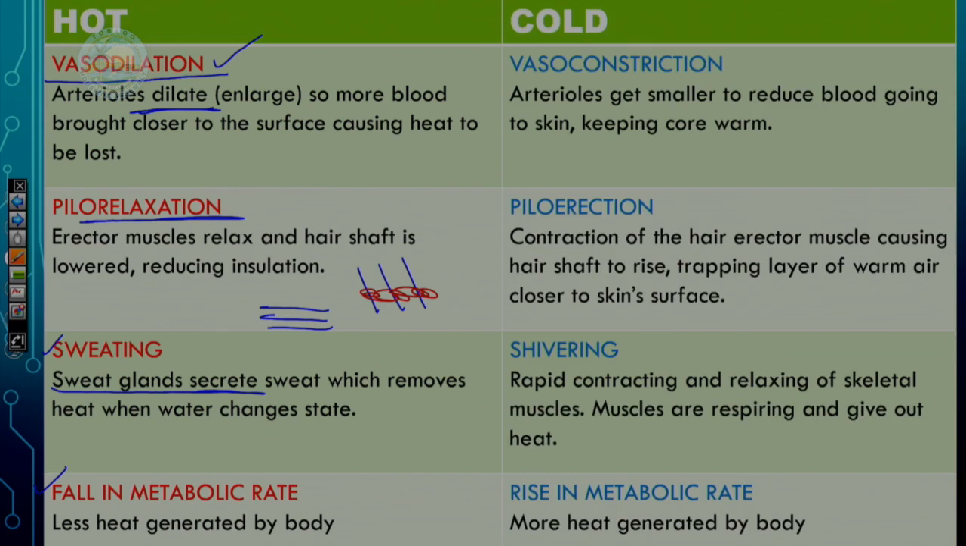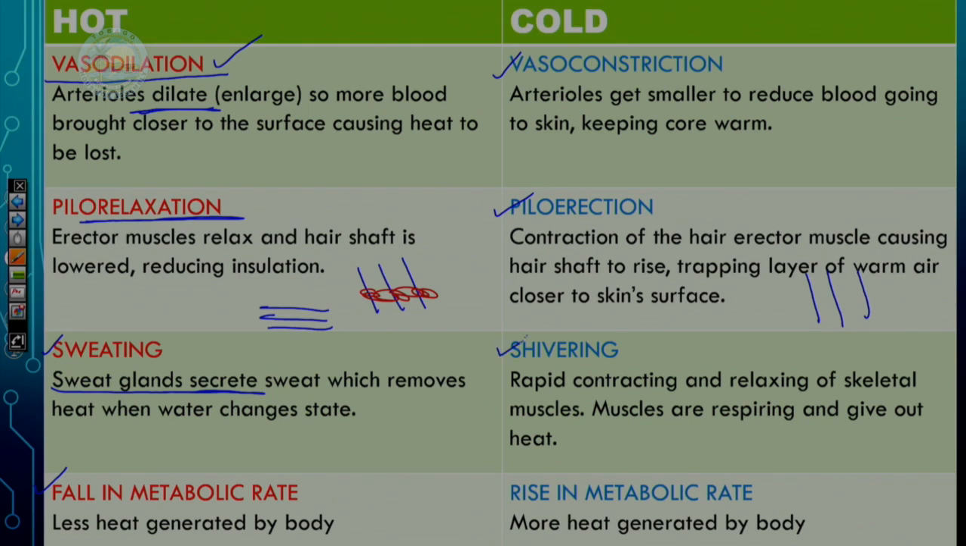When you are cold, obviously the opposite of everything else happens. So you have vasoconstriction, where the arterioles get smaller and they sort of appear to move away from the skin surface, and so it means that less heat is going to be lost, so you are going to stay warmer. Piloerection is where the hair erector muscle will contract. So if you have contraction of the hair erector muscles, you are going to have the hair standing up, and that is going to trap or form a layer of insulation of warm air just around your hair shaft.